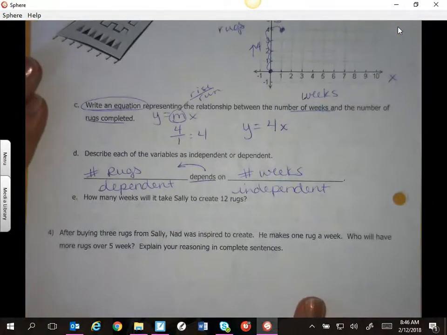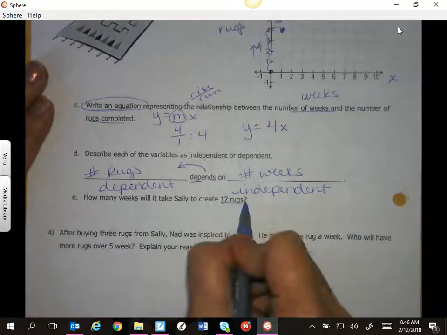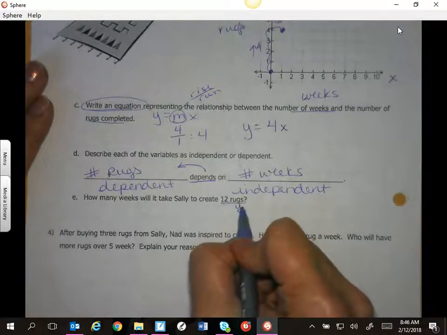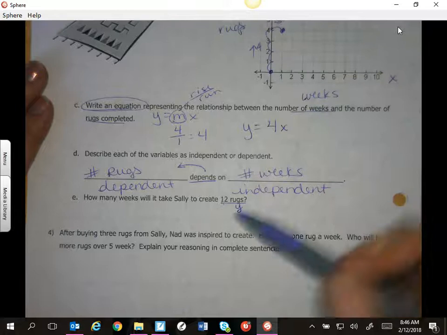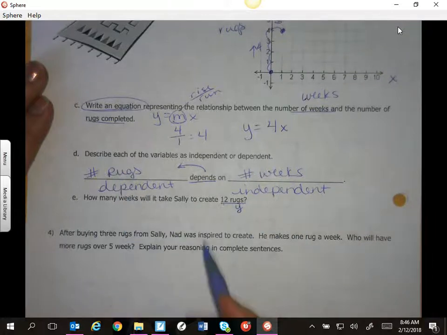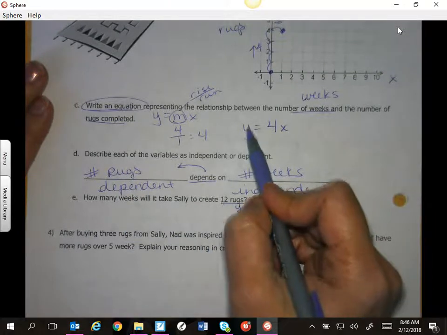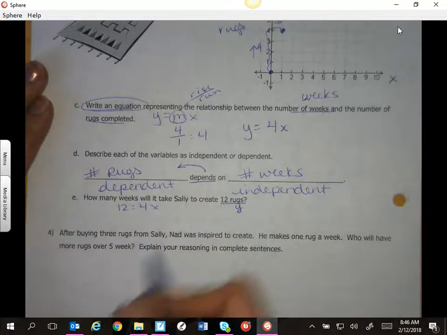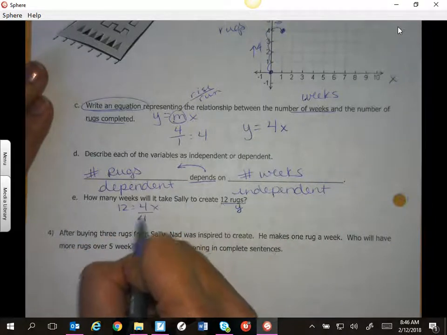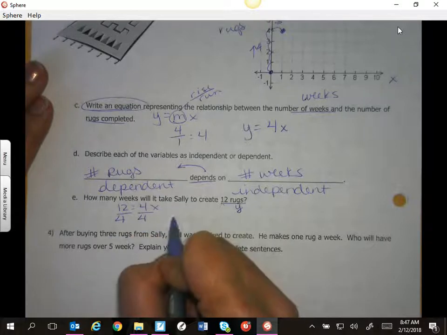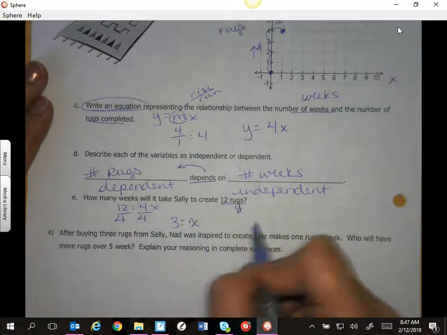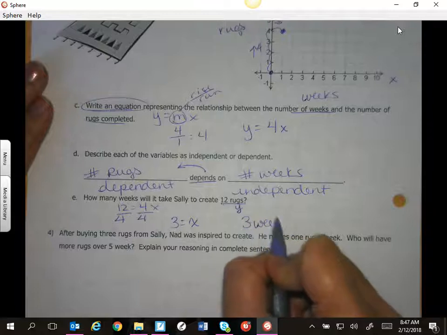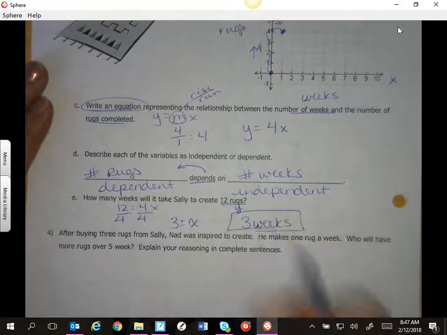How many weeks will it take her to create 12 rugs? So rugs, again, that was our Y. We put that as our dependent. So we're going to plug this 12 here into the equation. 12 equals 4x. And make sure you're showing those steps. We're multiplying, so the inverse is to divide. 3 equals x. So it will take Sally 3 weeks to make 12 rugs.